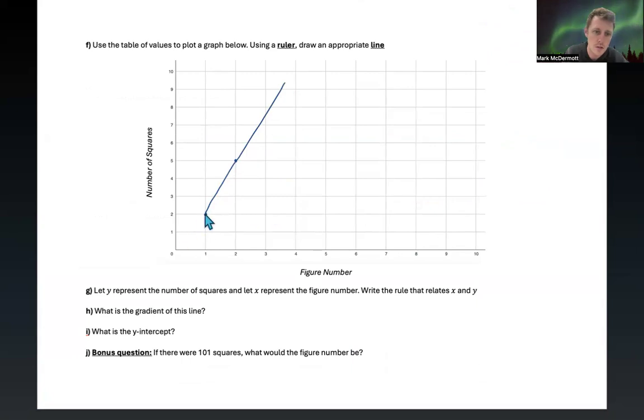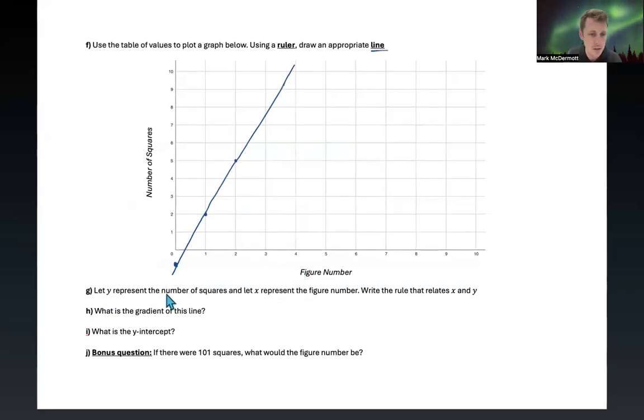Now it doesn't have to go through 0, 0. In fact, when the figure number is 0, we know that it was actually down here at -1 from our table of values. So it does not need to go through the origin. As long as you have 2 points accurately drawn, you can draw your line, not a line segment. This line needs to show that it keeps going in both directions.